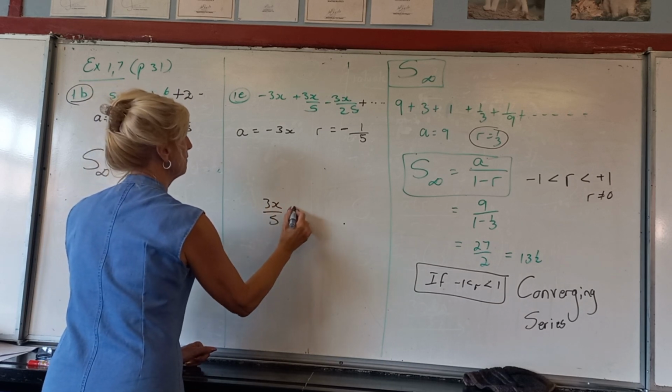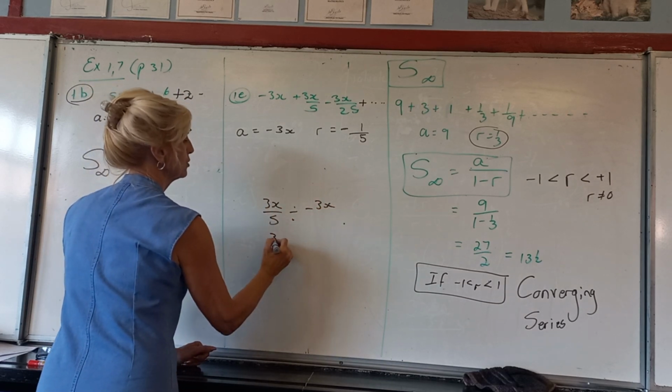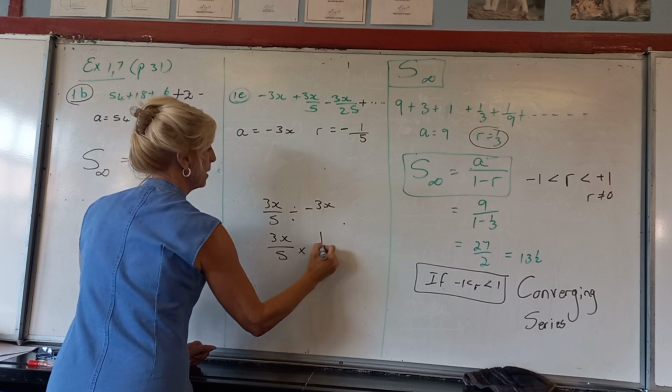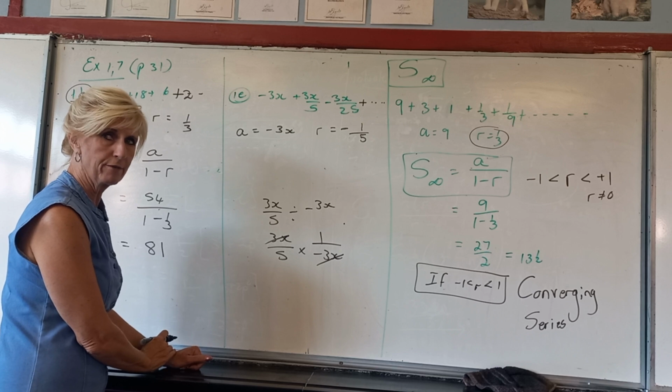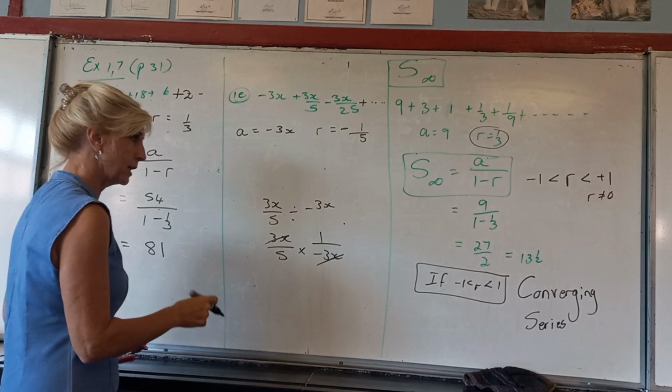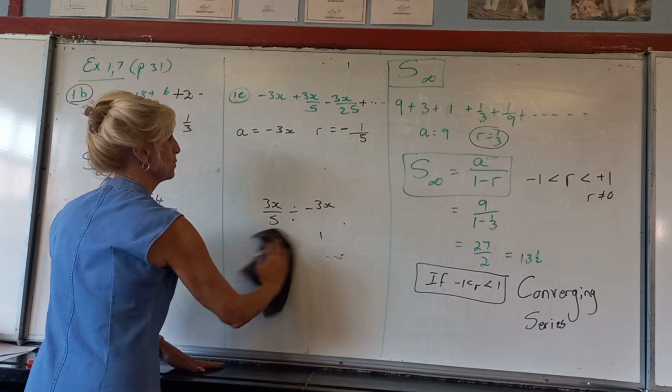3x over 5 divided by -3x. Let's do it old school. Times by 1 over -3x. Are you seeing this? That it's -1 over 5? All right? And double check yourself with the third one over the second one as well.